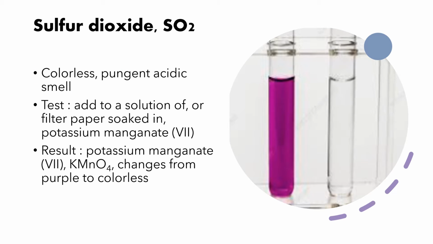Sulfur dioxide, SO2. Colorless, with a pungent acidic smell. The test: add to a solution of, or filter paper soaked in, potassium manganate(VII), KMnO4, which is purple in color. The result is that the purple color of potassium manganate(VII), KMnO4, changes to colorless.